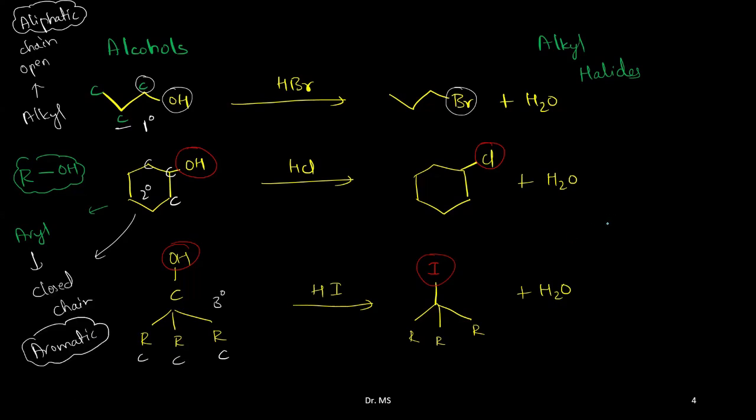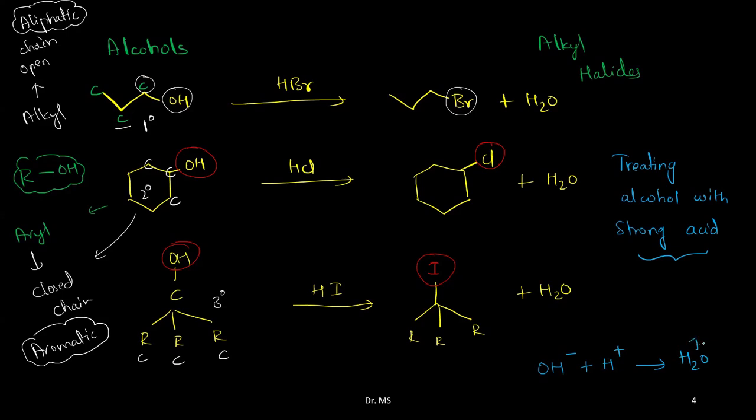Whenever treating alcohol with strong acid, it will create an excellent leaving group. What is the leaving group here? OH will convert into a water molecule and it will leave. So the OH will react with H plus and convert into the water molecule. Now this water molecule is a leaving group. So when you treat an alcohol with a strong acid, it creates that leaving group, the water molecule.